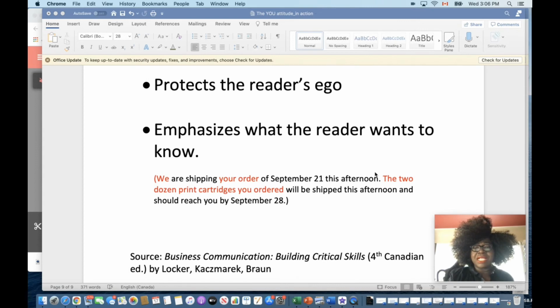And I gave you this example earlier. We're shipping your order. That doesn't tell the reader what he wants to know. What he wants to know is when he will get the order. So I hope this helped.